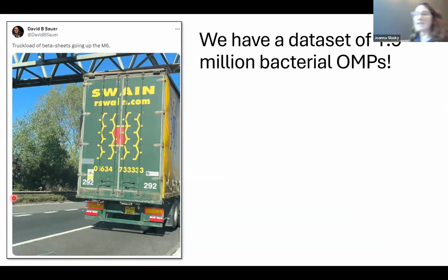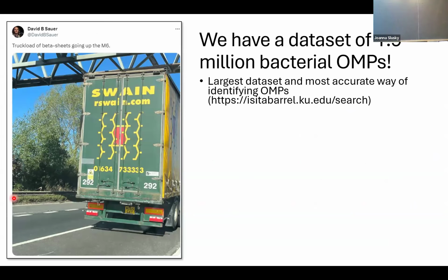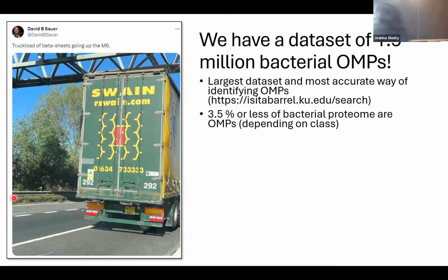So we have a data set of 1.9 million bacterial outer membrane proteins. It's the largest data set and most accurate way of identifying outer membrane proteins. And we have it so that you can view it at your leisure and search through it at isitabarrel.ku.edu. Now, 3.5% or less of bacterial proteomes are outer membrane proteins, and that depends on class.